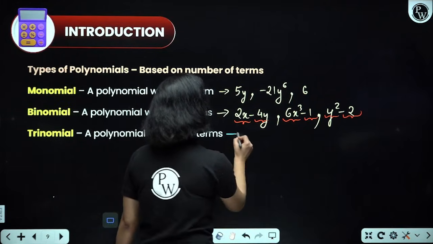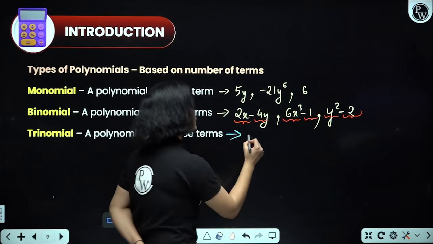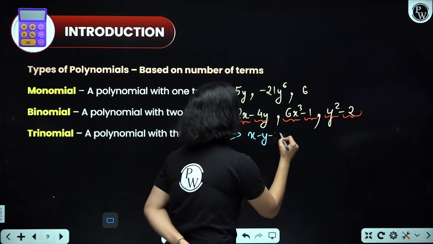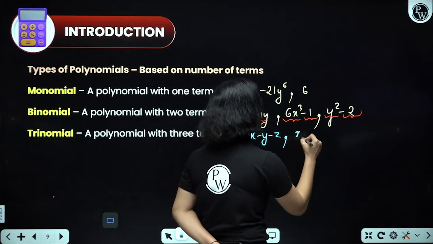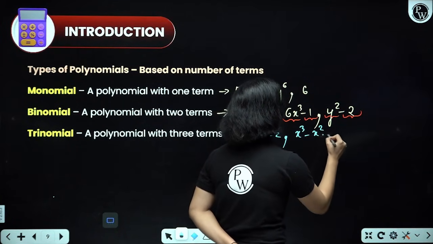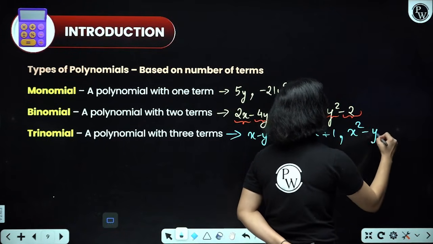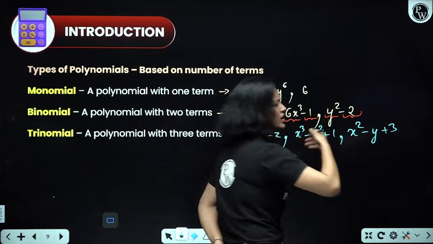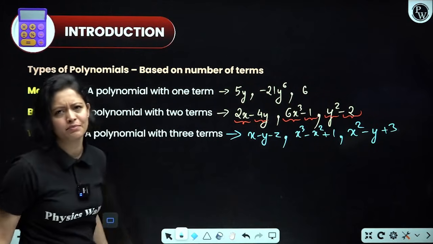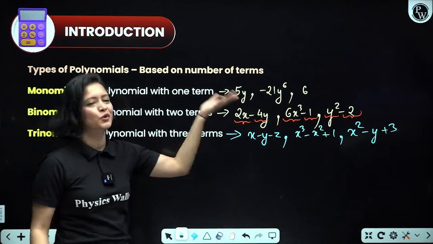Now, what is a trinomial, everyone? In a trinomial, you have exactly three terms. So you can have something like x minus y minus z, or x cube minus x square plus 1, or x square minus y plus 3, and so on and so forth. You can have so many examples, right? So yes, polynomials with three terms.